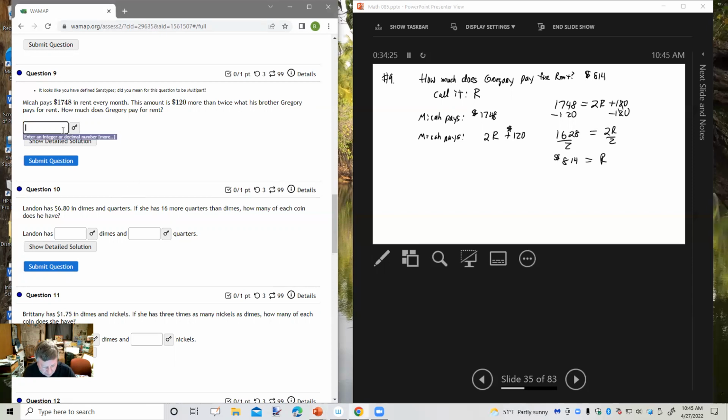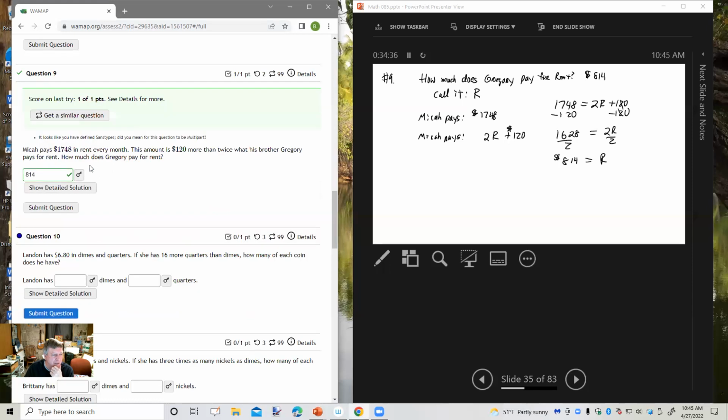Let's see here. 814. Now, I want to demonstrate something. Hopefully this will work. I talked about the importance of units. Let's submit the question and see what it says. Ah, darn. It marked it wrong. I mean, it marked it correct. And to me, the answer should have been, let's see what happens if we put in a dollar sign in front of it. Let's see what happens. What does it say? Yeah, so I was trying to demonstrate something, but it didn't work. Technically, it should be dollars because there's no units over here.